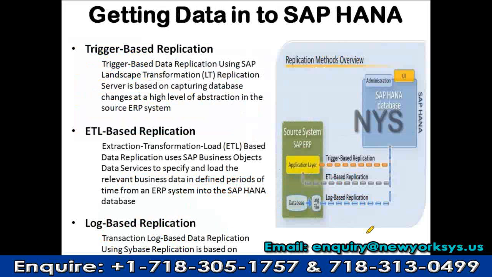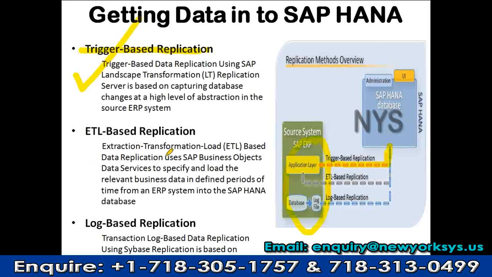Now how are you going to get your data from different sources into HANA? You name it, SAP or non-SAP, any system, we are going to use three methods to pull data from different sources to HANA. One is what we call trigger-based replication. In your source system, you do some configuration. Once that is made, the data you pull is real-time data. So that is trigger-based replication.